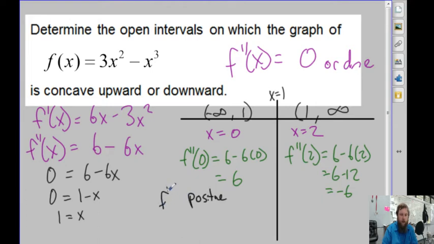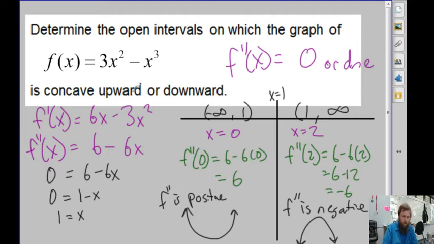So f double prime is positive. So that means we're concave upward. So concave up, just like this. And on the right over here, that means we're at negative 6. That means my second derivative, f double prime, is negative. That means we are concave downward. So we have to find those intervals, using whenever the double prime is 0 or does not exist, and check concave upward or downward.